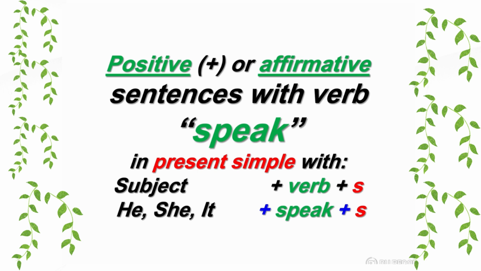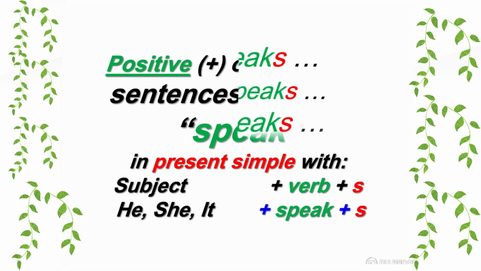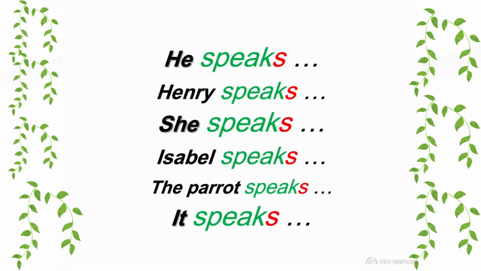Positive or affirmative sentences with the verb speak in present simple, with subject plus verb plus s. So he speaks, she speaks, it speaks. In today's lesson we are not going to use it because it's just for animals, and animals and objects don't speak. So we are going to use mainly he and she in the examples. Let's continue.